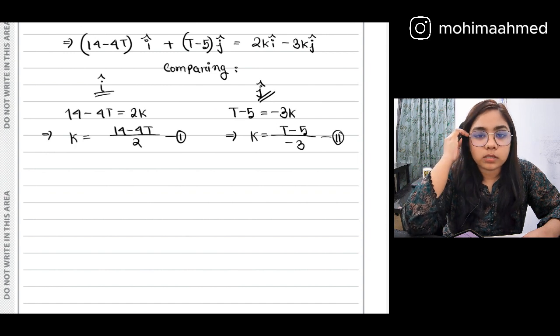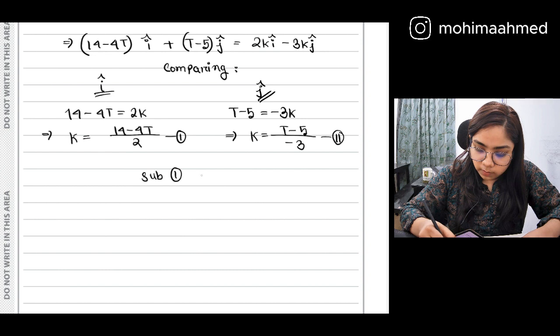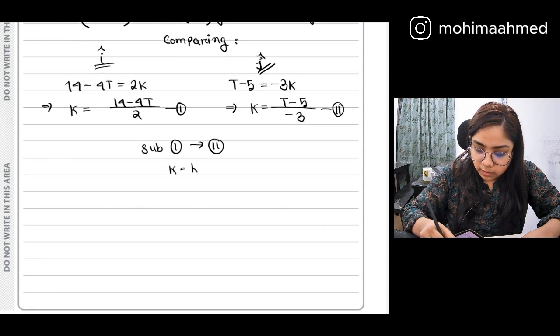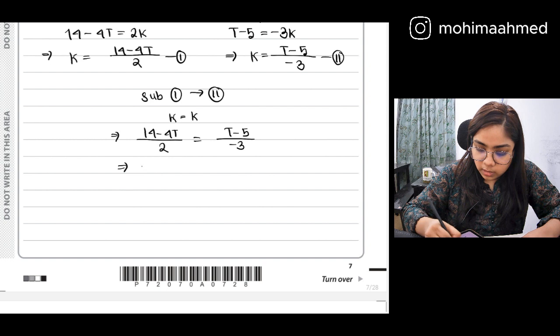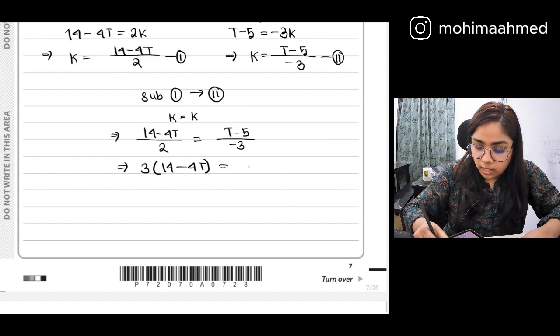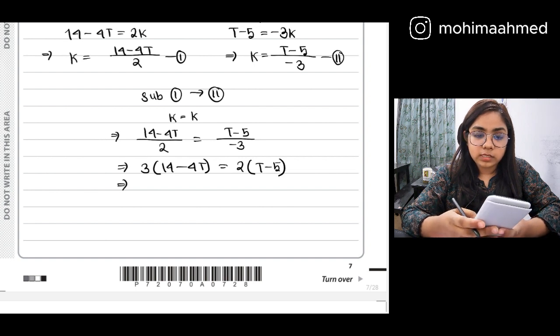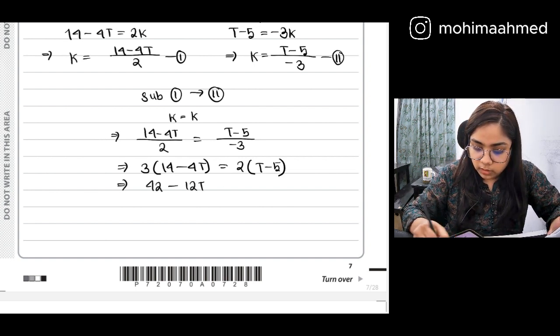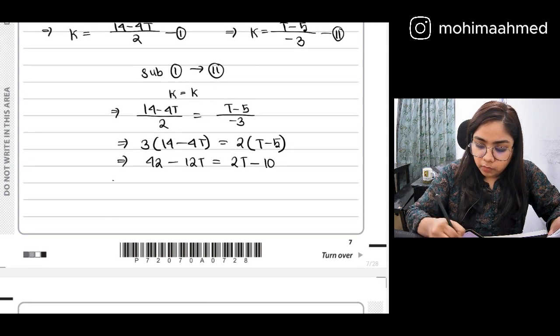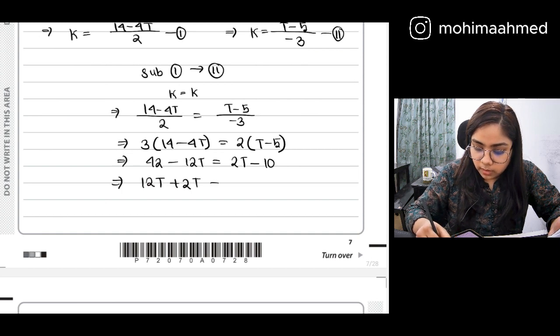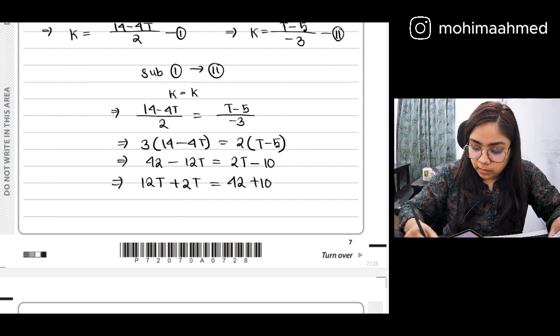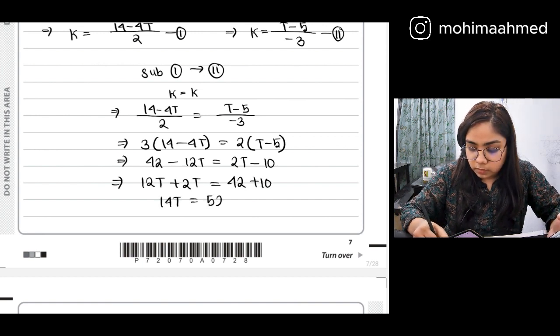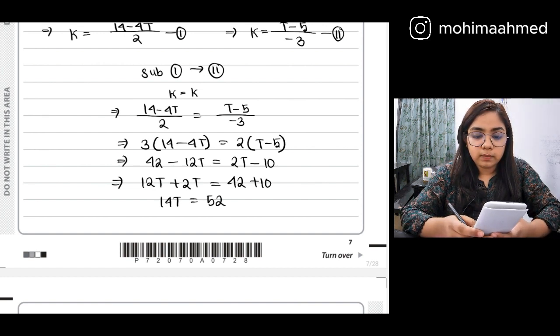After this, I'll substitute the first equation into the second. So now I have k equals k, which is 14 minus 4t divided by 2 equals t minus 5 divided by minus 3. I'll cross multiply: 3 multiplied with 14 minus 4t, and 2 with t minus 5. 3 with 14 is 42, so this is 42 minus 12t and this is 2t minus 10. I'm going to take all the t's together, so 12t plus 2t equals 42 plus 10. That is 14t equals 52, and 52 divided by 14 is 26 over 7.